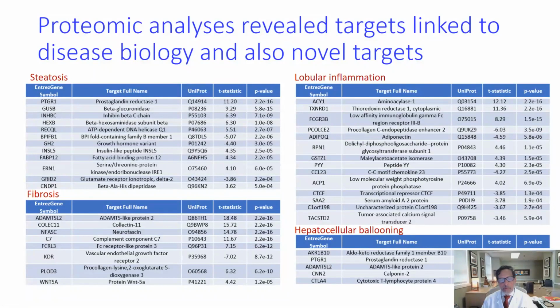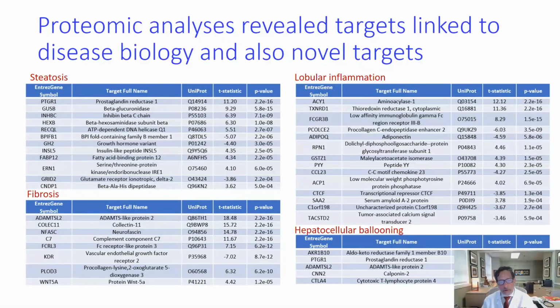And so with that caveat, then you come back and look at this, and we look at the principal targets that popped out on the analysis with steatosis. What you see here are the gene symbol, the target name, the UniProt symbol, the T statistic, and the p-value. And you can see these all meet false discovery thresholds.